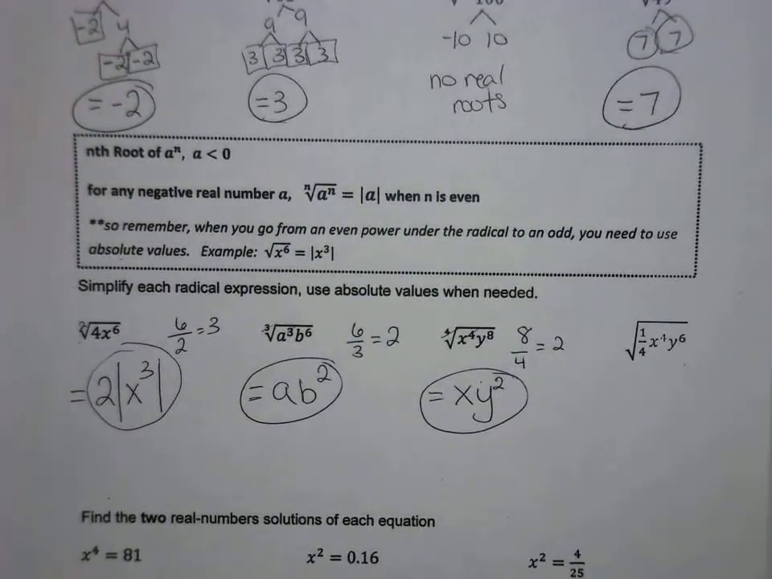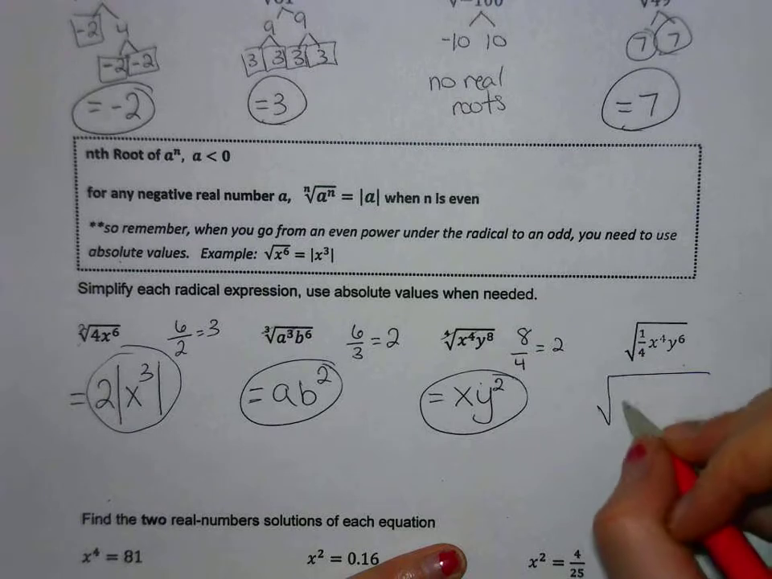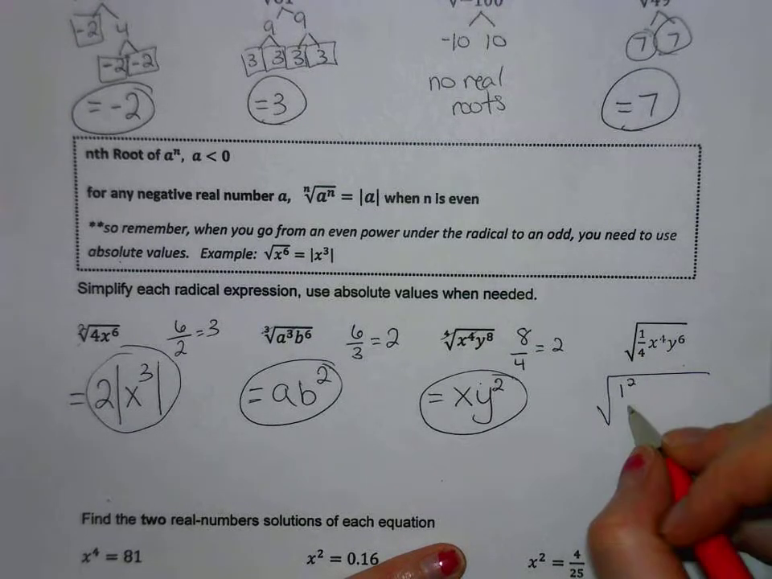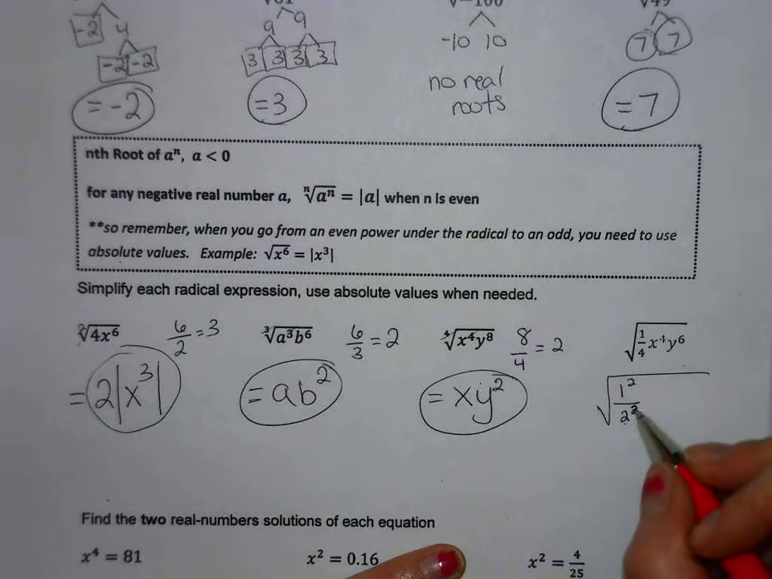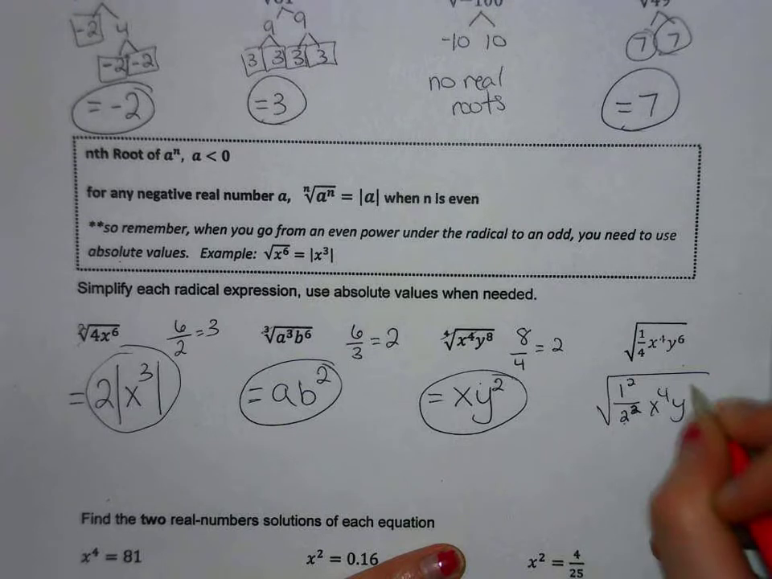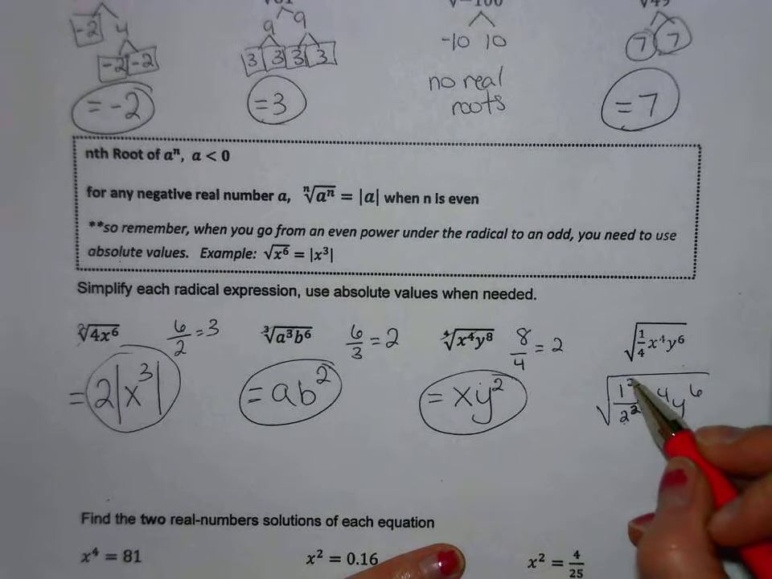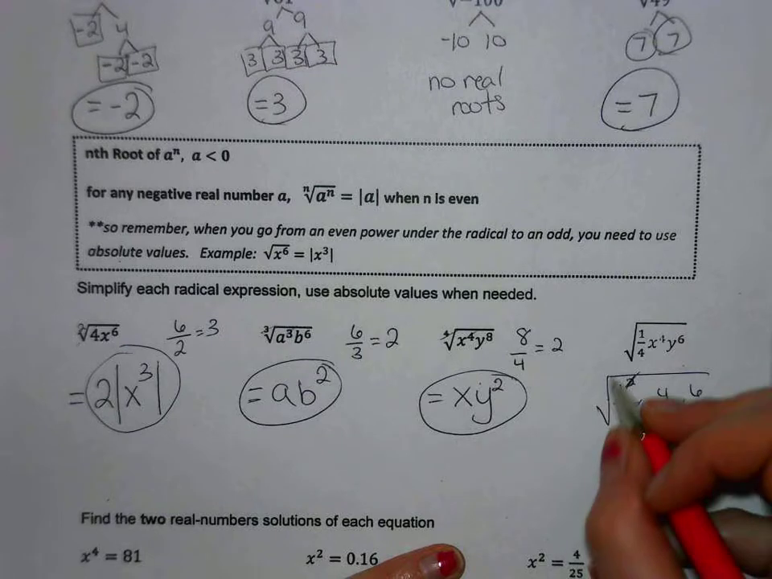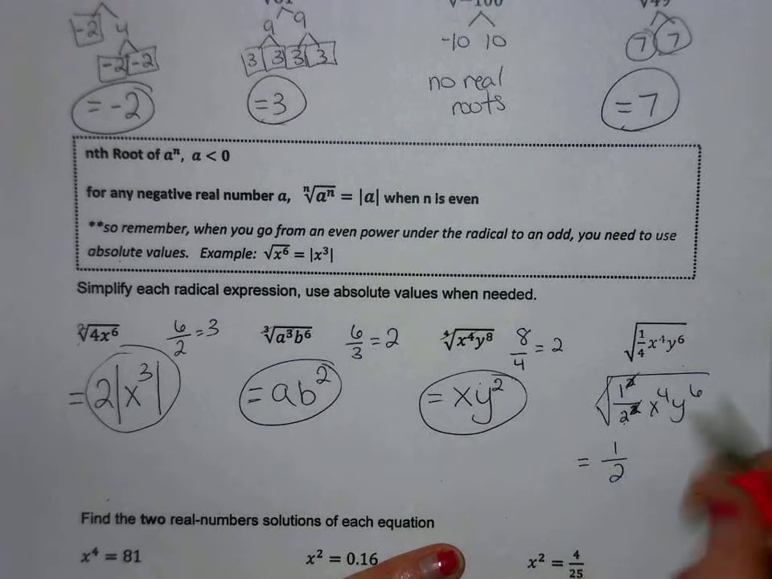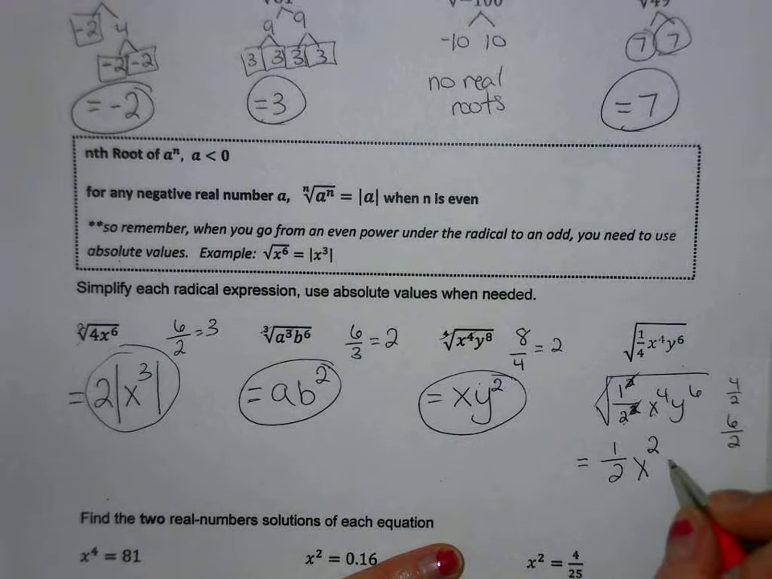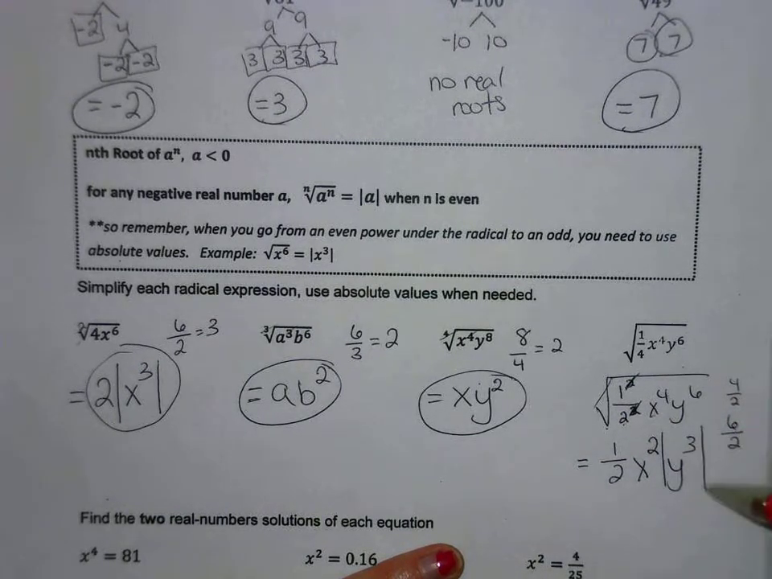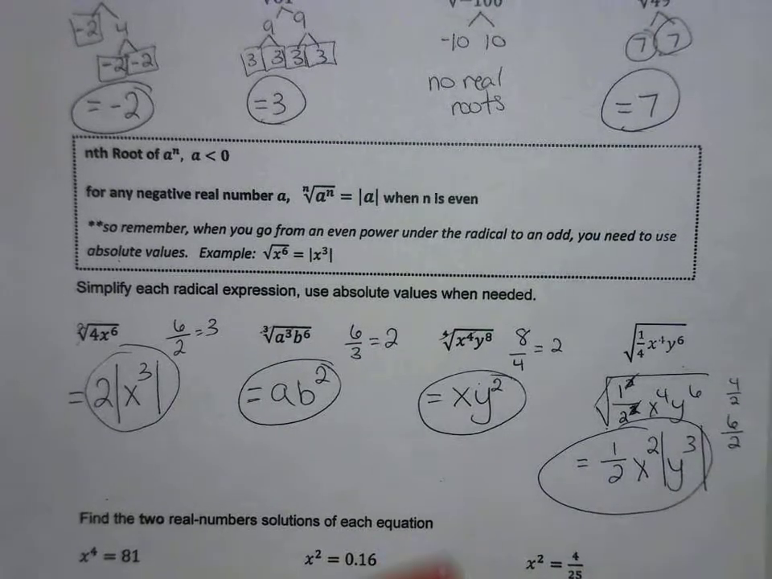And the last one. If we rewrite this, 1 can be written as 1 squared, because 1 times 1 is 1. 4 can be written as 2 squared. 2 squared is 4. Then x to the 4th, y to the 6th. So this square root cancels out both of those. So we're left with just 1/2. This is a 4, so 4 divided by 2. We're left with x squared. 6 divided by 2 is 3, so y to the third. Square root is an even. We're left with an odd exponent, so we have to put that in absolute value signs.